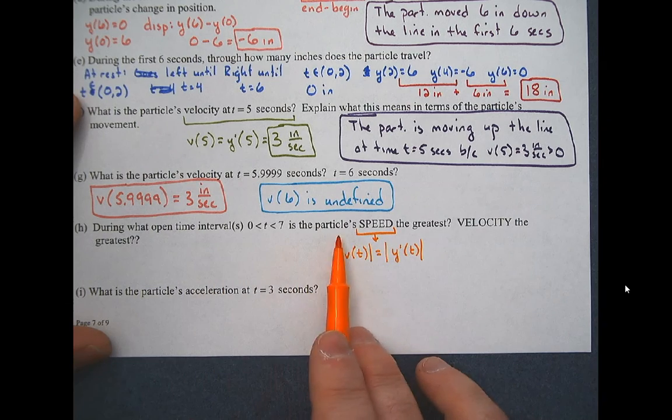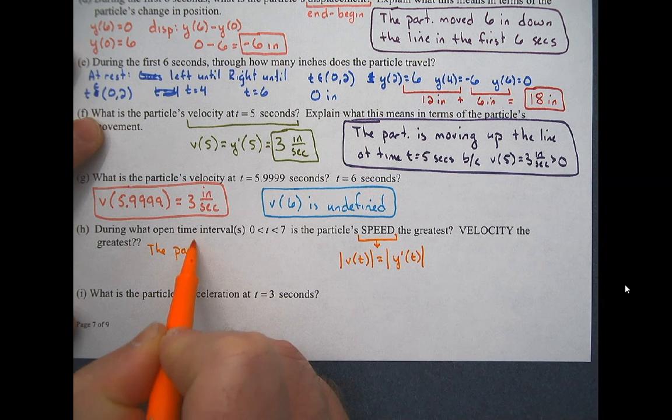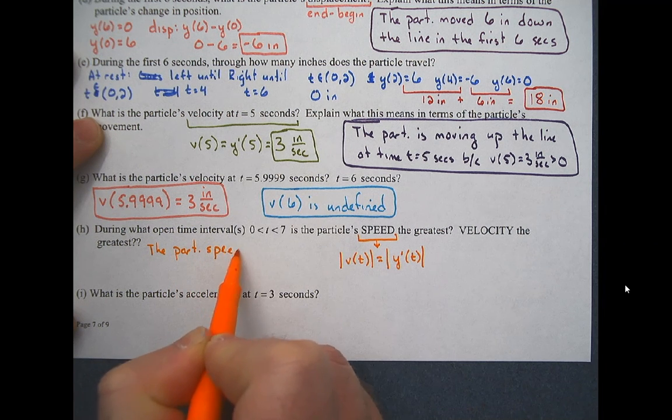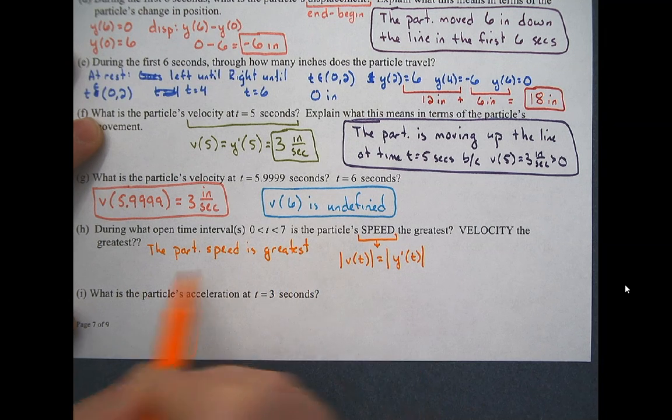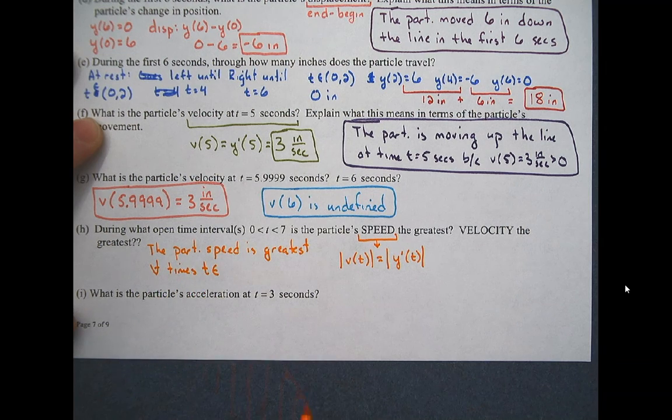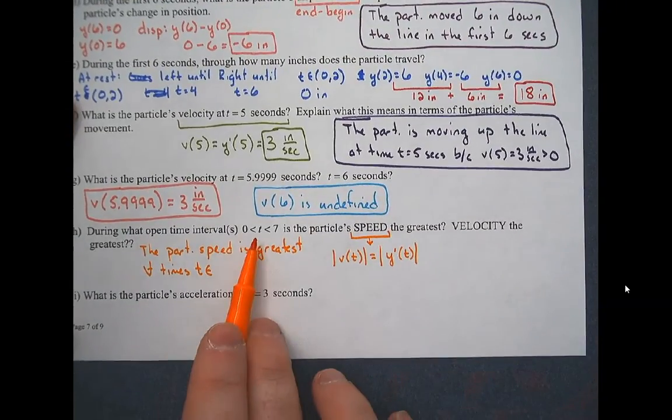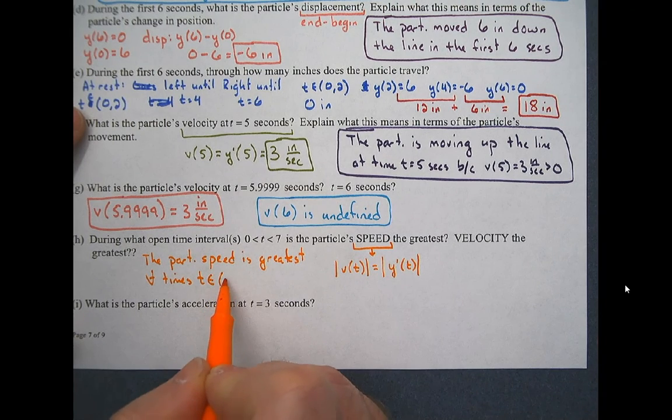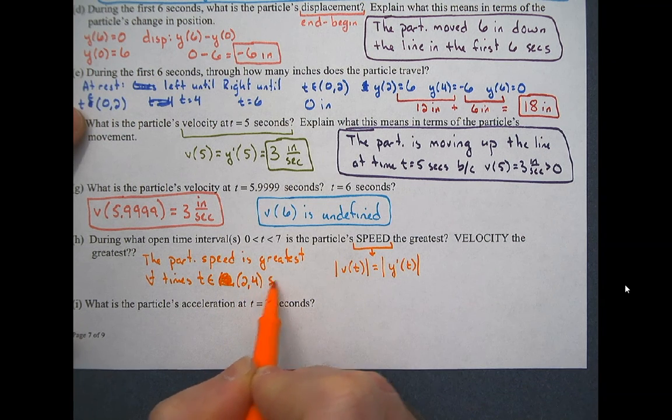during what open time intervals is the particle's speed the greatest? The particle's speed is greatest for all times t, an element of, what did we say? From 2 seconds until 4 seconds, not inclusive. Dang it, I said 0. For all times from 2 until 4 seconds.